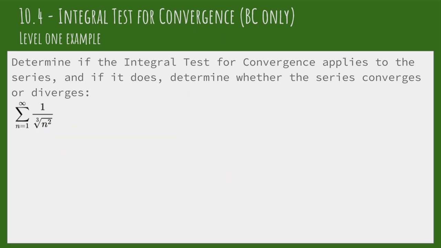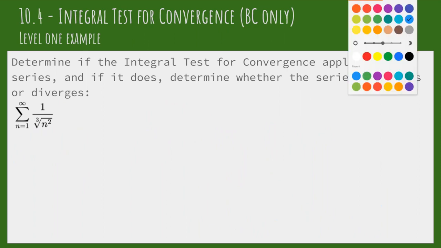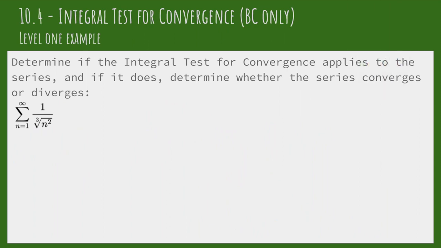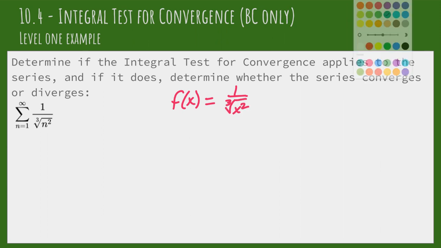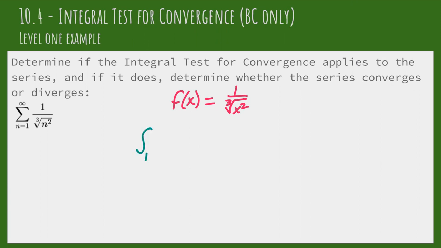Okay, last example. This is another one where as n gets bigger, the denominator gets smaller. So as n increases, the terms are decreasing. So the integral test is going to apply using the function 1 over the cube root of x squared. So the integral that we're going to be looking at is the integral from 1 to infinity of 1 over the cube root of x squared dx, rewriting that as a limit.